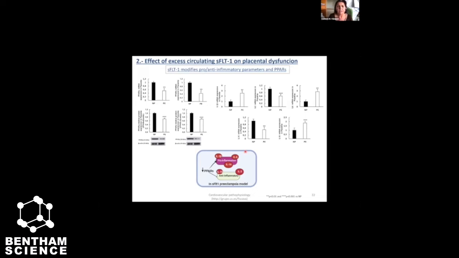Furthermore, we measure the effect of sFlt-1 on pro- and anti-inflammatory parameters and PPARs, and a decrease in PPAR alpha and PPAR gamma was observed in animals with preeclampsia, and an increase in pro-inflammatory cytokines interleukin 1, interleukin 6, and interleukin 18 in preeclamptic animals, together with a decrease in anti-inflammatory interleukins when compared with normal pregnant rats.